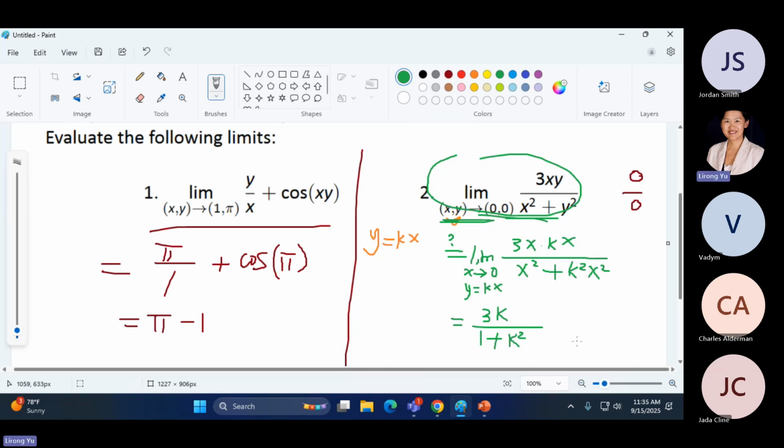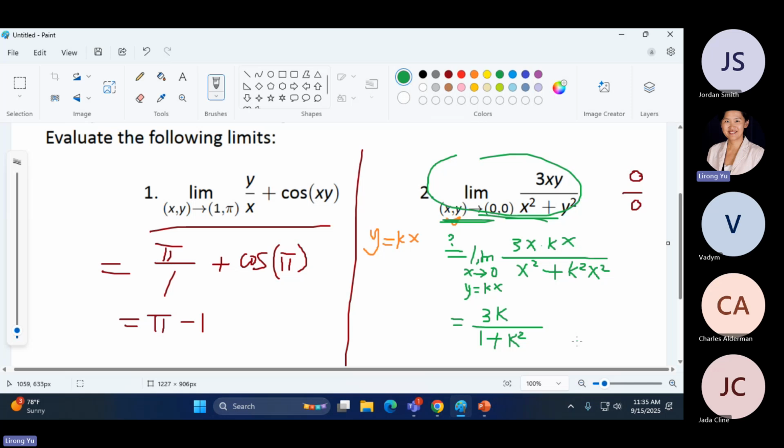All right, for this step, do you have any concern? Do you have any problem? You see the numerator has 3k times x squared. The denominator is x squared times 1 plus k squared, right? We cancel the x squared, now this is what we have. So we end up having, if y equal to kx, then the limit equal to 3k over 1 plus k squared, meaning that this limit is taking on different value when k have different value.